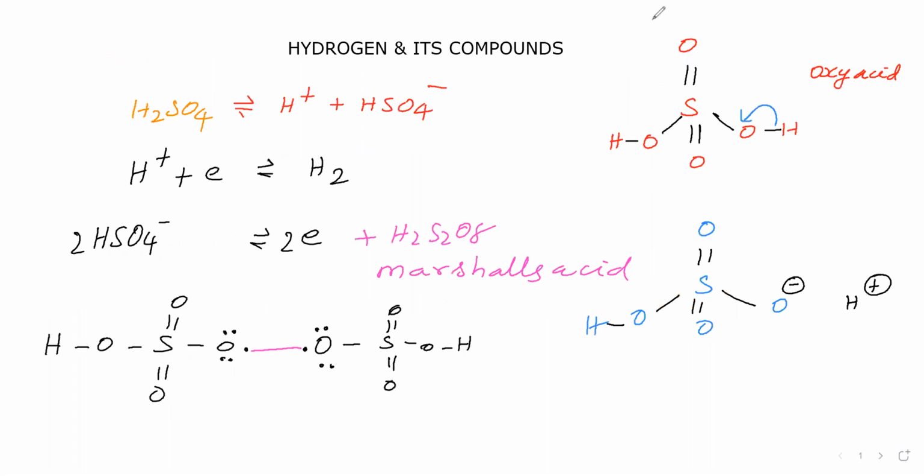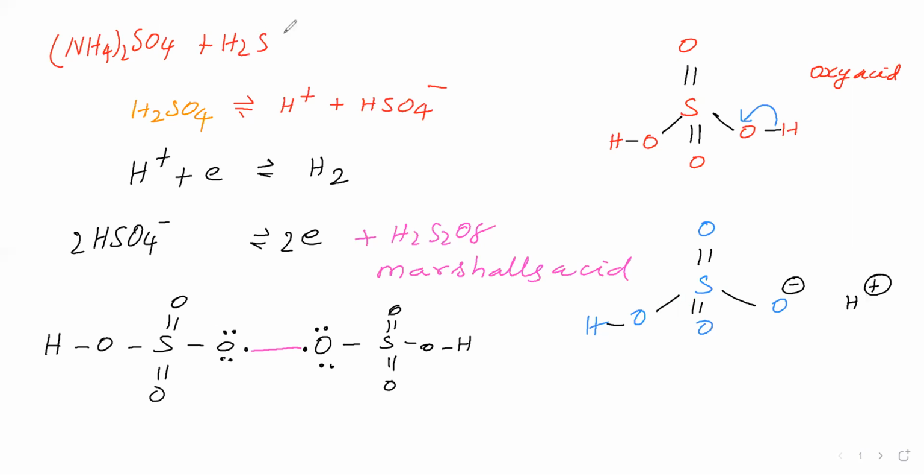In the next method, what is the electrolyte? That we will see. In the next method, we are taking an aqueous solution of ammonium sulfate and sulfuric acid as the electrolyte. Now we are going for the next method of electrolysis for manufacturing hydrogen peroxide.